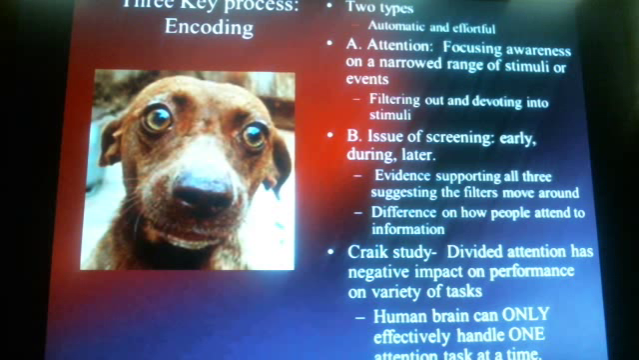That is automatic. Effortful, that means taking time and effort to remember something. So paying attention, what is it? It's focusing awareness on a narrowed range of stimuli. The key to paying attention is filtering out and devoting to the stimuli. You have to filter. There are 3 types of filters that you need to make sure you work on.